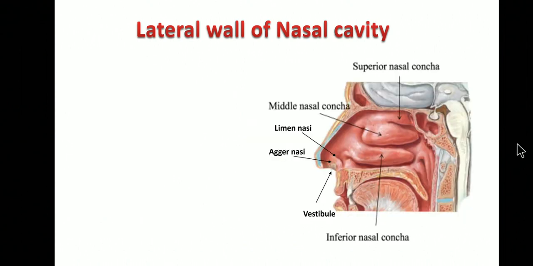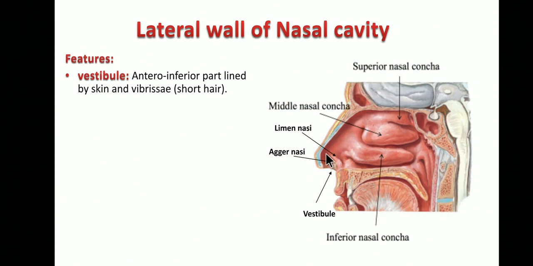So now, what are the features on the lateral wall of the nasal cavity which we are actually going to discuss? So first, mainly, I told you three shelf-like projections you come across. Okay, they are the concha. So before that, let us try to understand the other features. So mainly, you see the vestibule. Okay, so the anterior-inferior part is lined by skin and vibrissae.